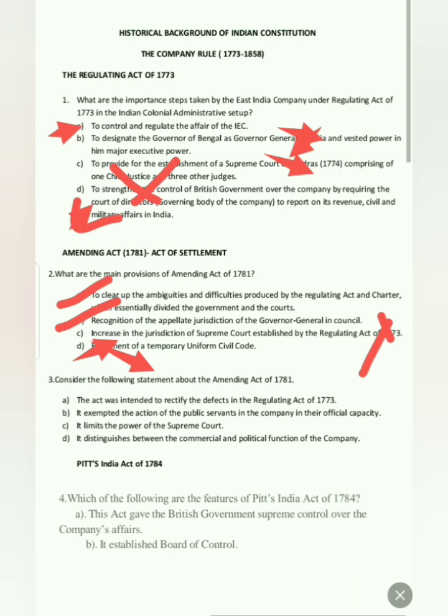Next one. Consider the following statement regarding the Amending Act of 1781. This act was intended to rectify the defect in the Regulating Act of 1773. Absolutely correct. It exempted the action of the public servant in the company in their official capacity. Correct.